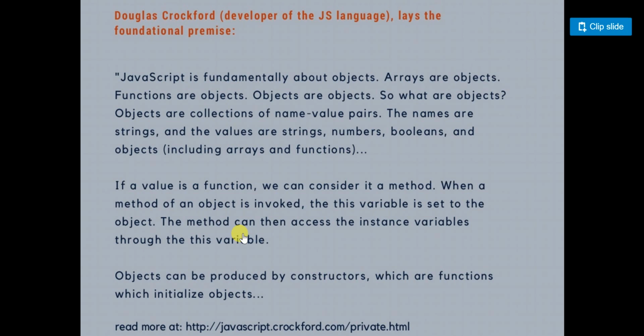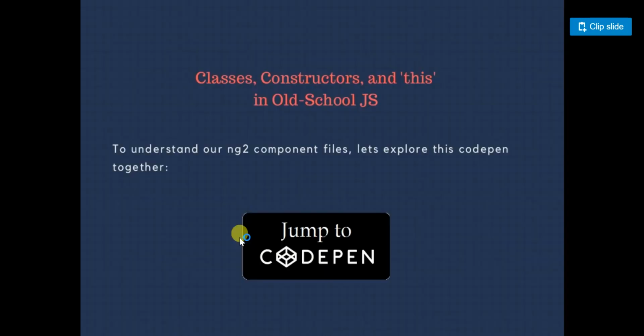So that might be a lot to take in, but it reminds you everything in JavaScript is objects. Every single object has a ton of properties. Sometimes you're going to have some functions within an object, and that's called a method. And finally, we use constructors in order to initialize objects, and that's going to come into play really shortly. Let's have a look at this CodePen together, guys.